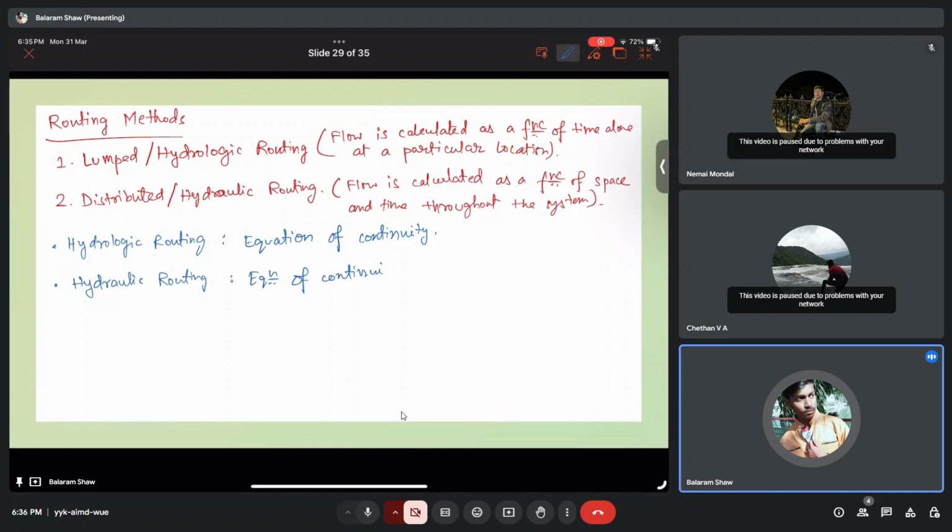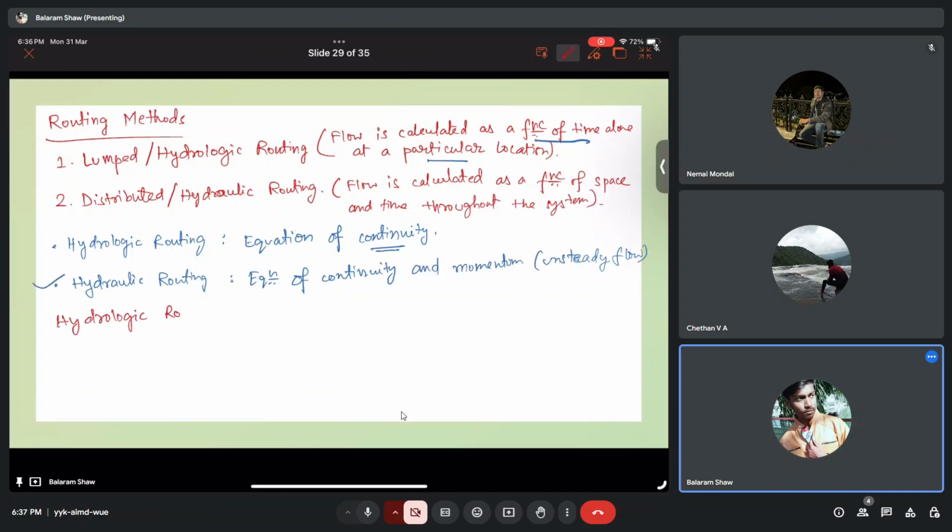Okay, where it is only a function of time at a particular location, and which equation is considered? Only the continuity equation is considered, right? So hydrologic routing.